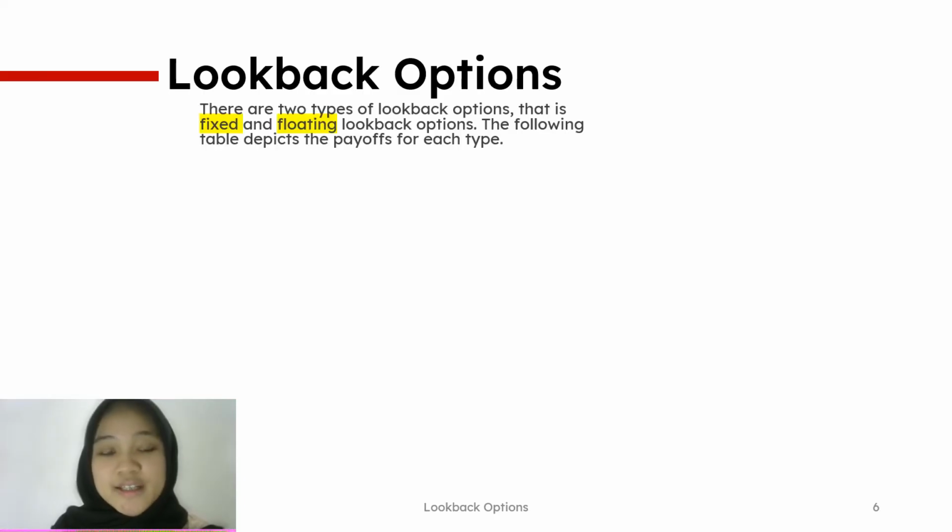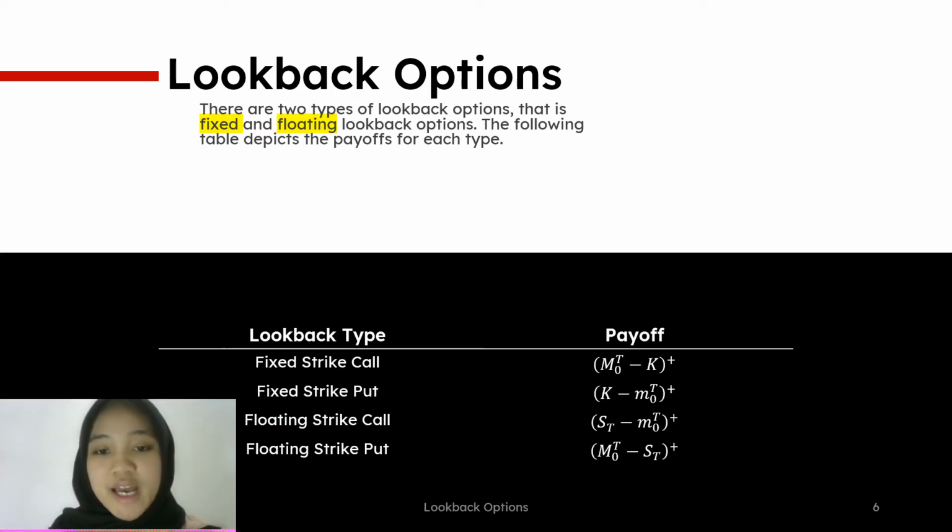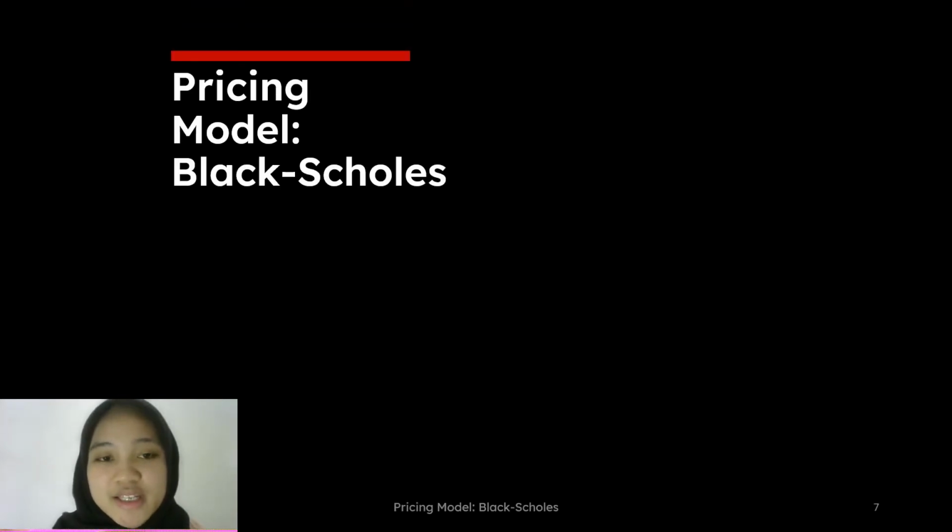Look-back options. There are two types of look-back options, that is fixed and floating look-back options. The following table depicts the payoff for each type, where uppercase M_0,T is the maximum asset value, K is the strike price, lowercase m_0,T is the minimum asset value, and then S_T is the value at maturity time. We move on to the next part of this presentation, that is pricing models.